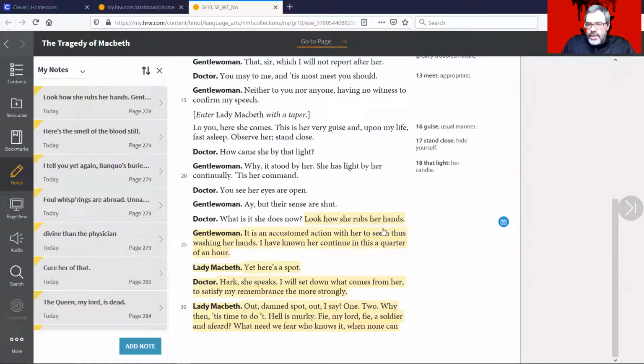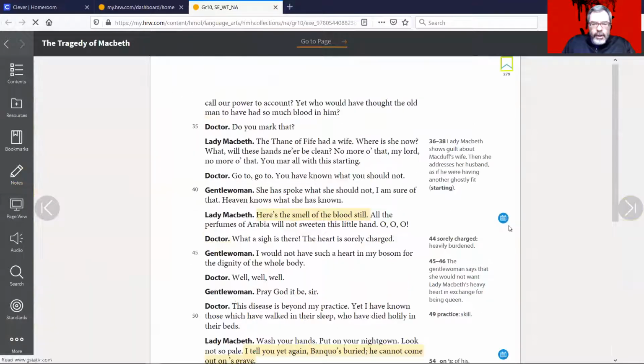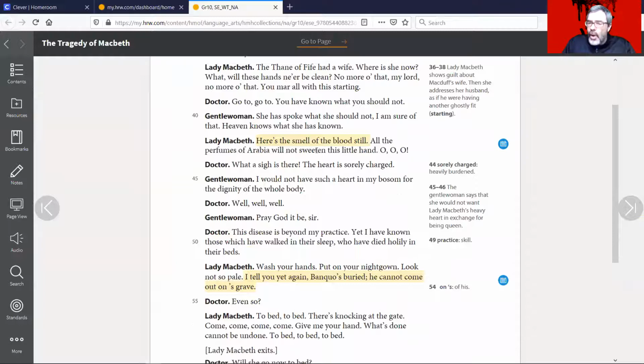So what continues on here? What else is going on here? Well, we know that it's blood that's on her hands. And the reason why is because when we jump over to about line 42, she says, "Here's the smell of blood still." And she goes on to say that the perfumes can't get the smell of the blood off of her hands. So let's talk about this concept of what's literally happening here.